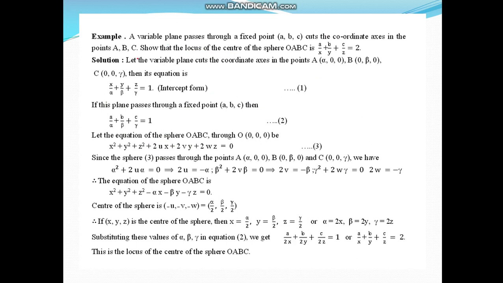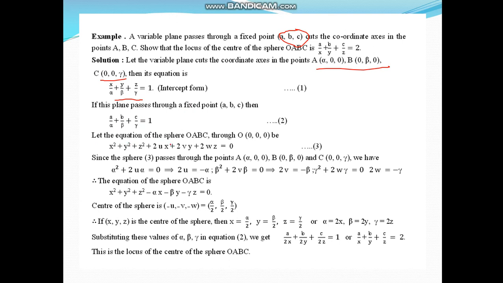Then similar problem. A variable plane passes through a fixed point and cuts the coordinate axes in the points A, B, C. So we have to find locus of center of sphere. So let the variable plane cut the coordinate axes in these 3 points. So by using intercept form, we can take equation of plane as this here. But this plane passes through this fixed point. So we can replace x, y, z by the coordinates of the fixed point.